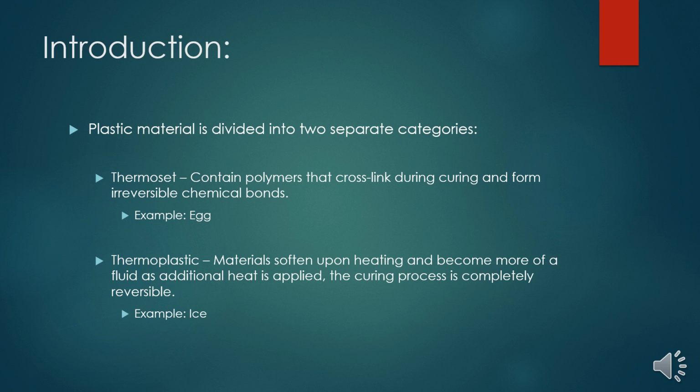However, thermoplastic materials soften upon heating and become more of a fluid as additional heat is applied. This curing process is completely reversible. A good example of this would be ice. If ice melts into water, the water can freeze back into ice. Now, let's explore the thermoset category a little more closely now that we have a background with plastics.